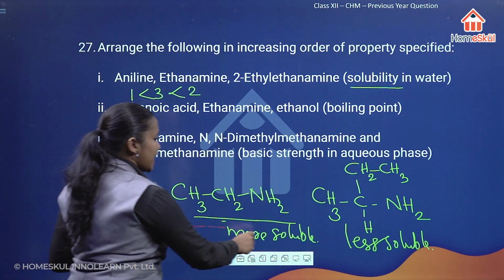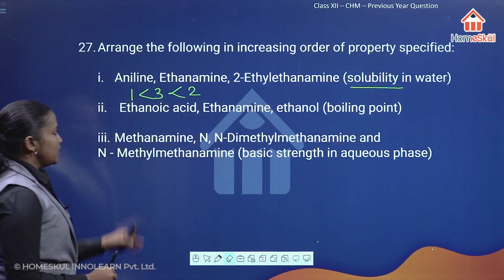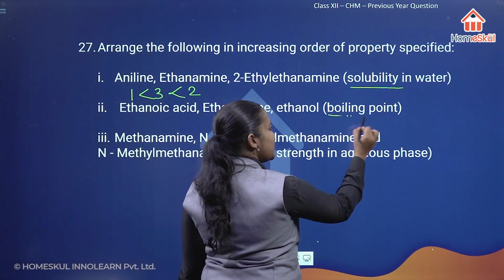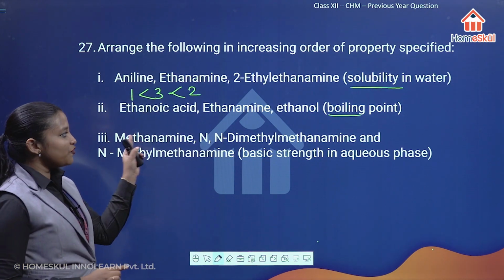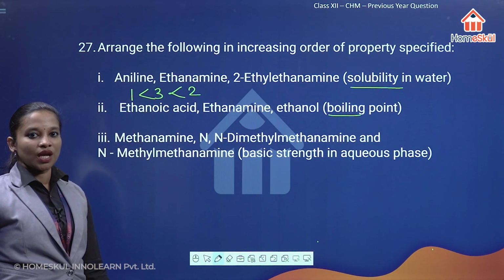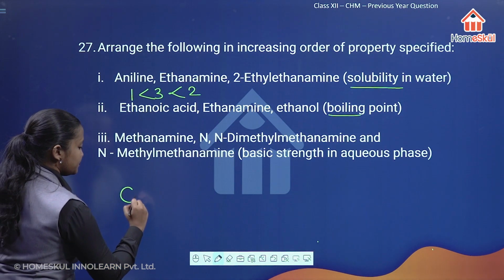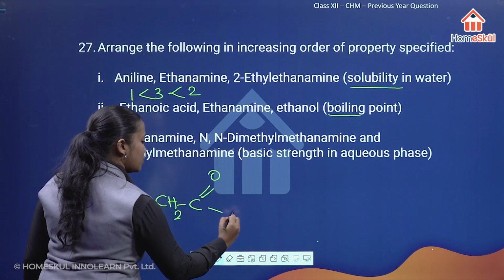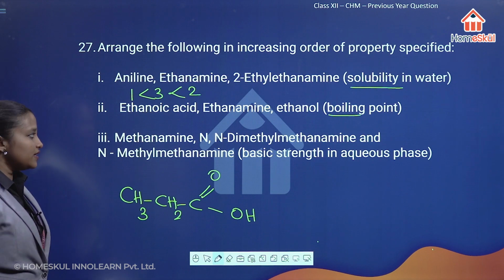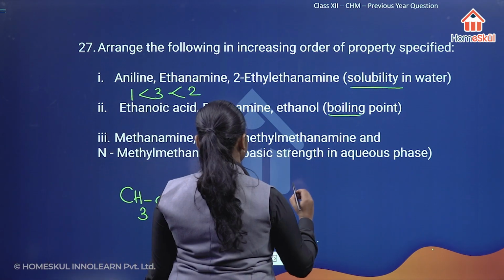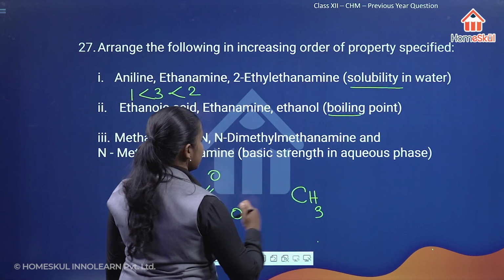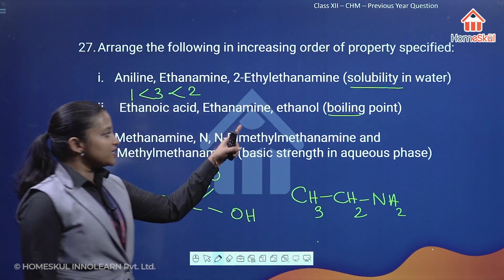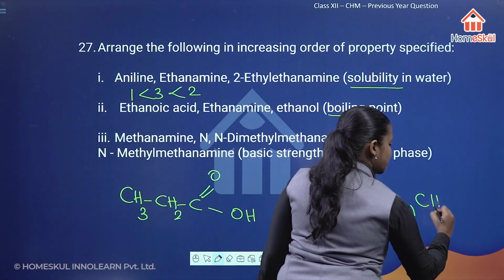Then, moving on to the next question. Ethanoic acid, ethanamine, ethanol. That is the boiling point. Based on the boiling point, we have to arrange these in increasing order. Okay, let's see. Ethanoic acid is CH3CH2OH. Sorry, ethanoic acid here, and then the next one is ethanamine, CH3CH2NH2. And the third one, ethanol.